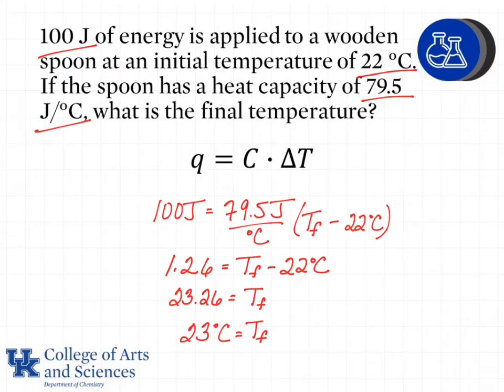Like specific heat capacity, every object will have its own heat capacity. However, because it's specific to an object, these are not reference values. One wooden spoon could have a heat capacity of 79.5, another wooden spoon could have a heat capacity of 82.3. So these are not listed as reference values.